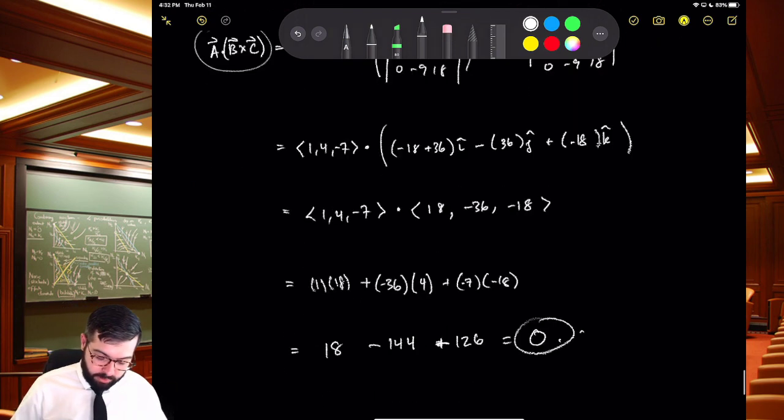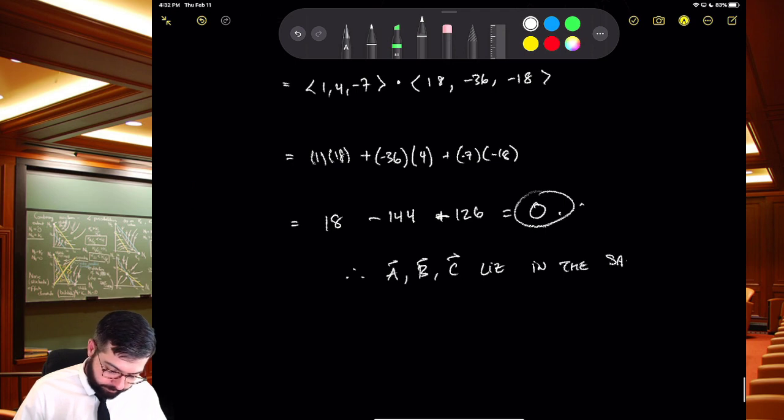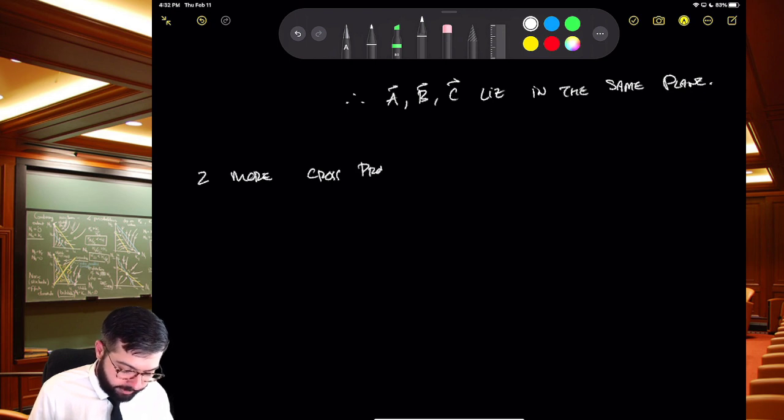Okay, so this is 0, so that means that A, B, C are all coplanar, lie in the same plane. All right, two more facts. Cross product facts.